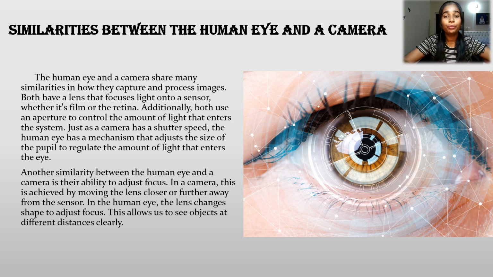Another similarity between the human eye and the camera is the ability to adjust the focus. In the camera, this is achieved by moving the lens closer to or further away from the sensor. In the human eye, the lens changes shape to adjust the focus. This allows us to see objects at different distances clearly.